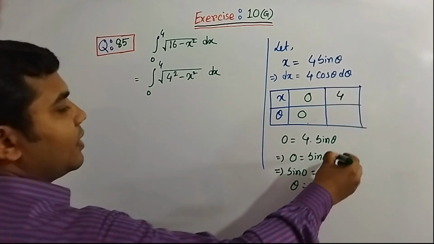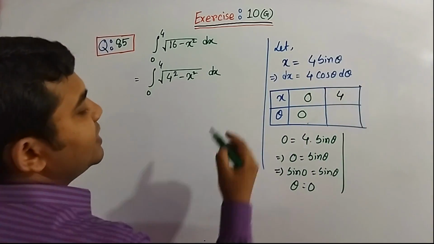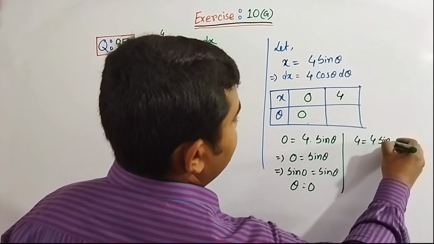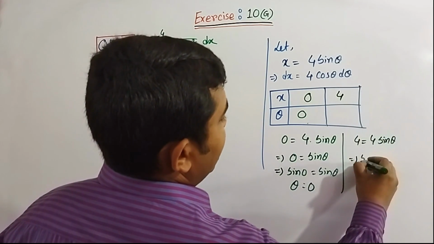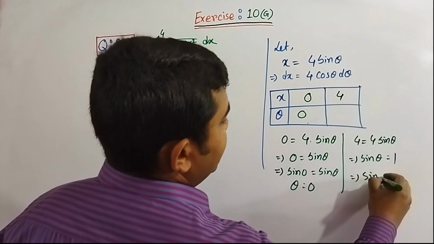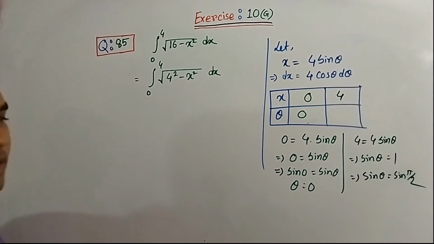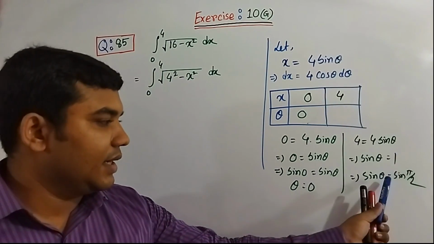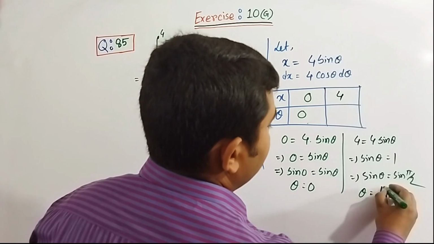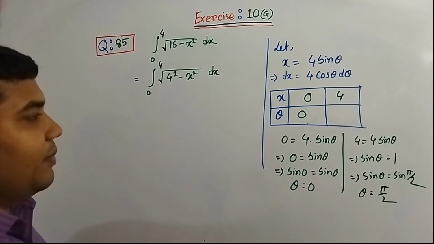Again here we have to put in the value of x as 4, so it should be 4 equal to 4 sin theta, and sin theta equals 1, and we know sin 90 is 1. So what is the value of theta? Exactly, the value of theta should be pi by 2. So theta should be pi over 2. Just put it down here at the place of 4.